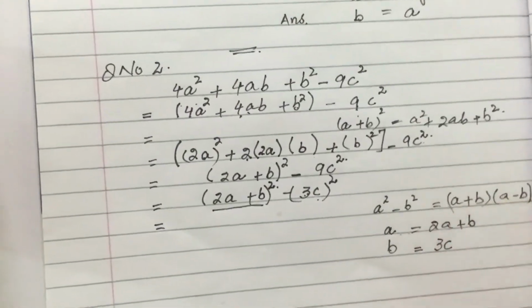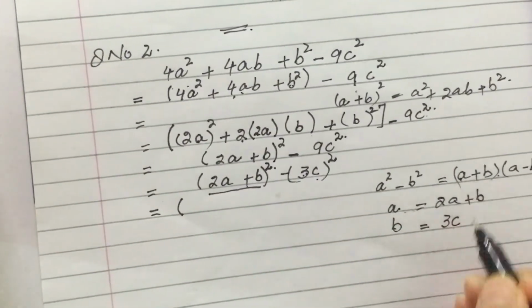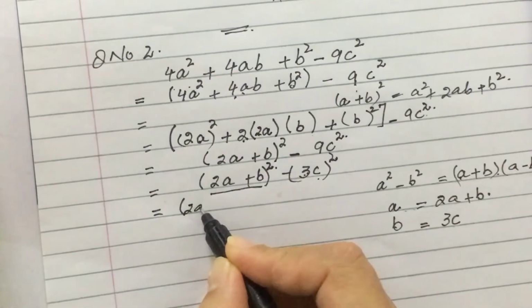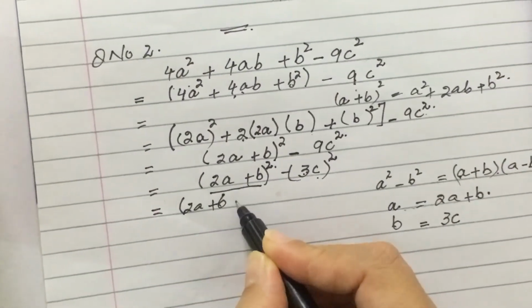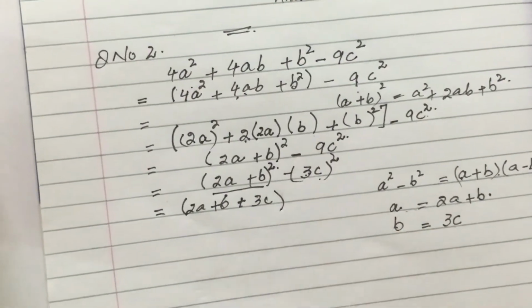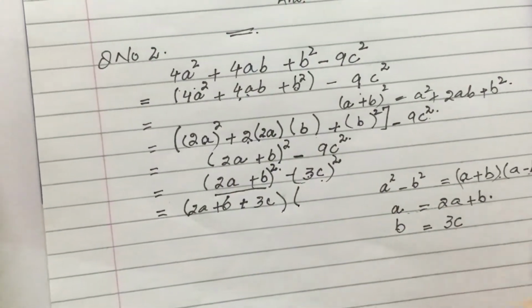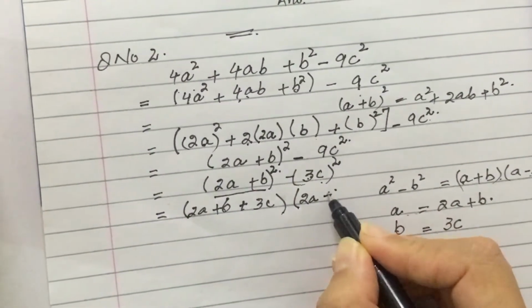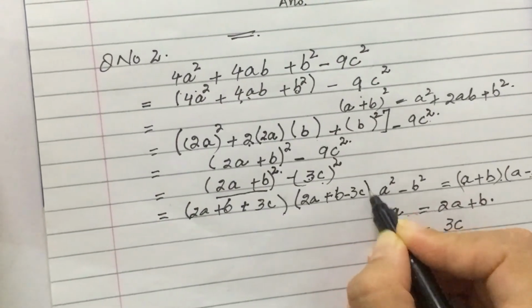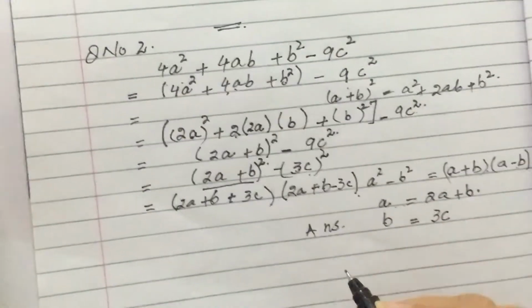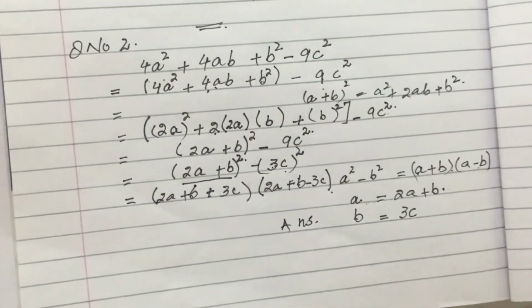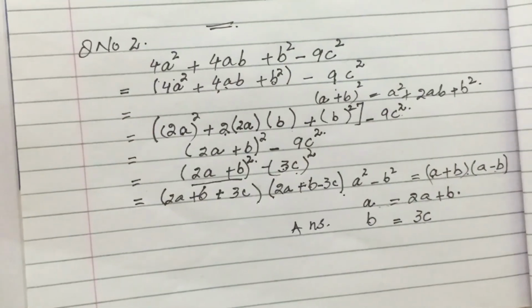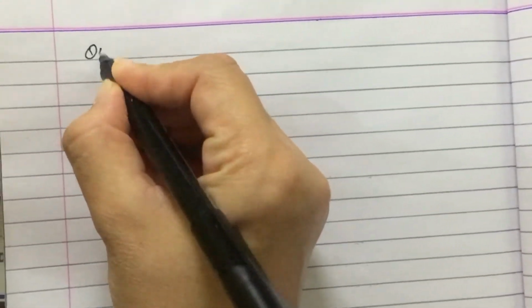Now we will put values in this form. A plus b, a means 2a plus b, and b means 3c, and then again in subtraction form 2a plus b minus 3c. So this is the answer. Next question number 3.